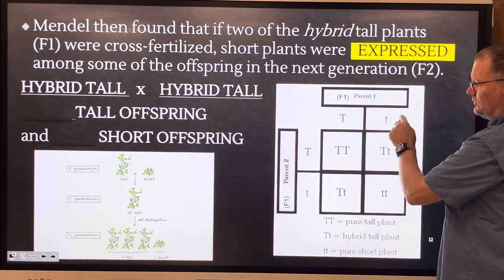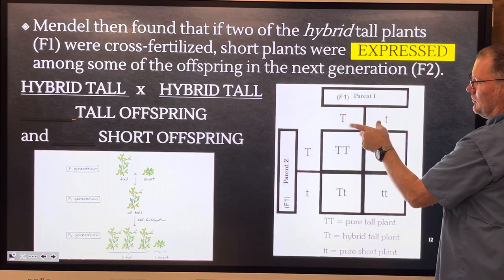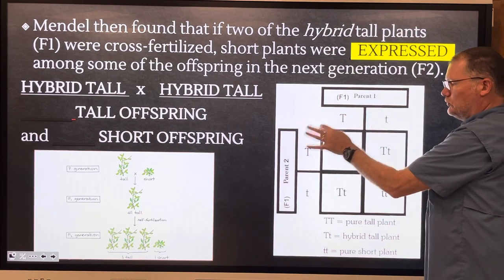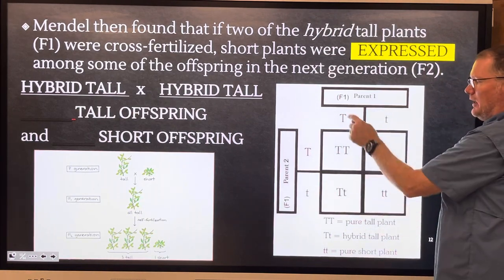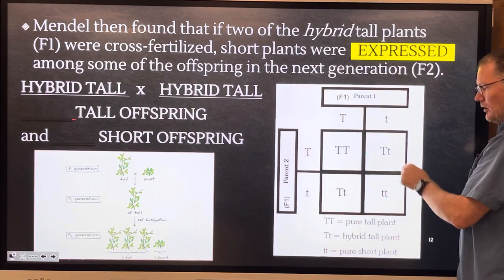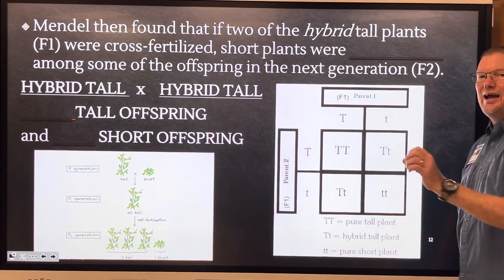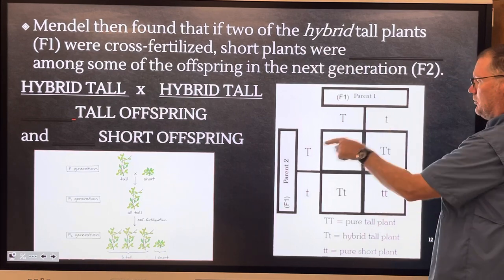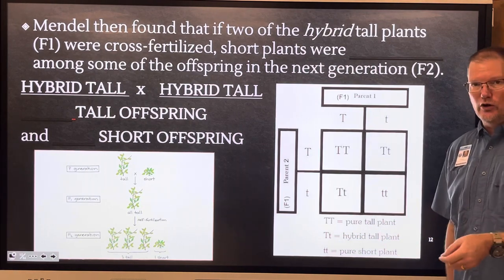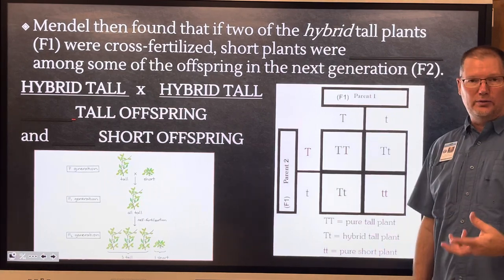This is the tall, these are the hybrids, right? From the F1 generation. Hybrid meaning it's got a mix of traits. He took those two and mated them together. Big T, that's going to be tall, right? See? Big T, little t, that's also going to be tall, but it's a hybrid. Same here, big T, little t, going to be tall, but it's a hybrid also. And then little t, whoa, now you've got a short plant.